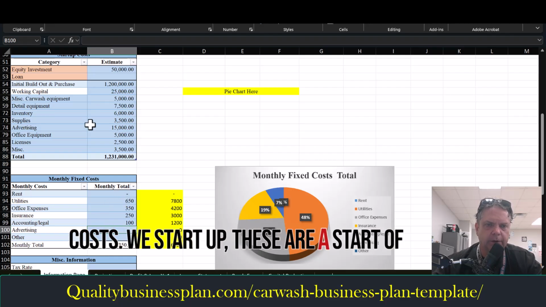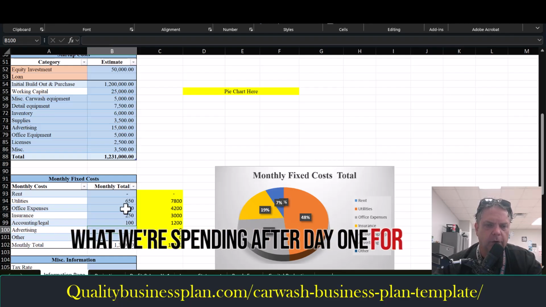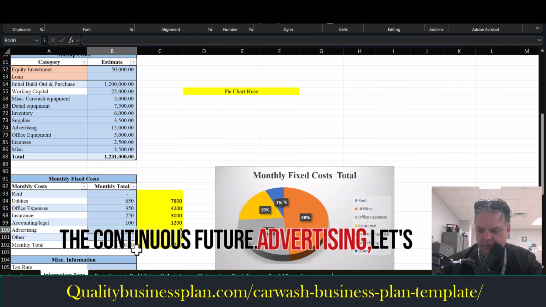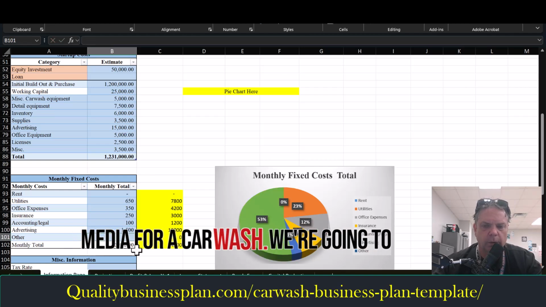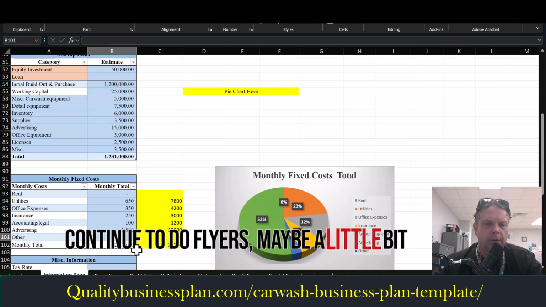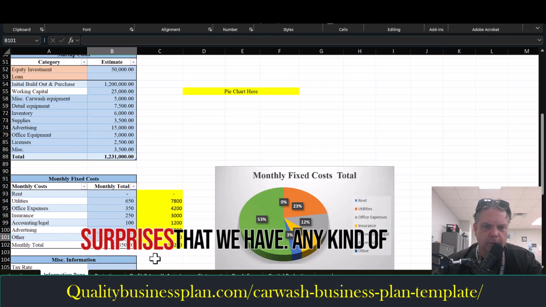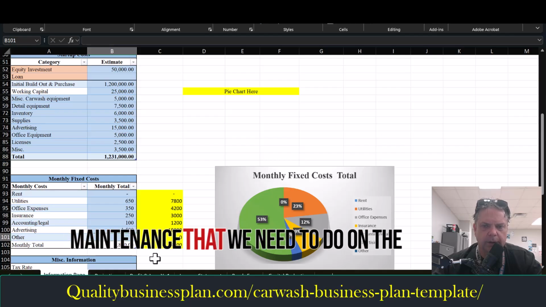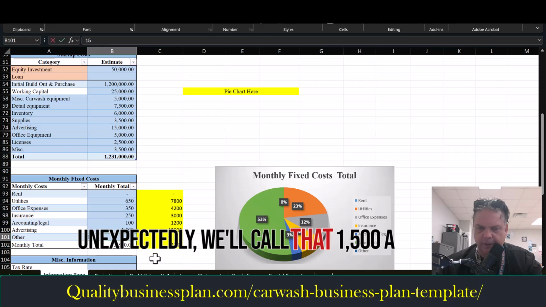These are our startup costs. These are the costs we're spending before day one. And then our fixed cost is what we're spending after day one for the continuous future. Advertising, let's say we're going to spend $1,500 a month. We're going to do social media for our car wash. We're going to continue to do flyers, maybe a little bit of door hangers. And then other is going to be the catch-all, any kind of surprises that we have, any kind of maintenance that we need to do on the car wash, anything that just comes up unexpectedly. We'll call that $1,500 a month.